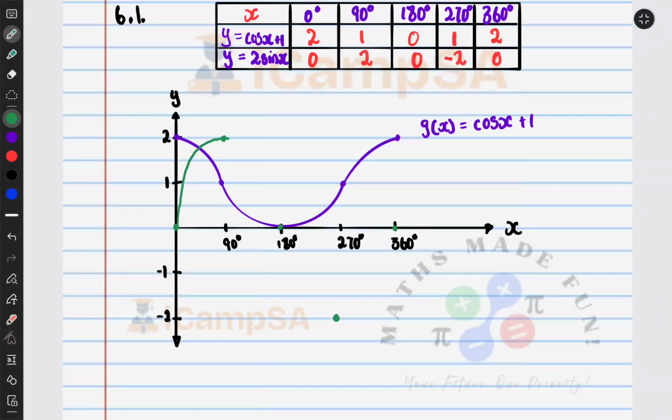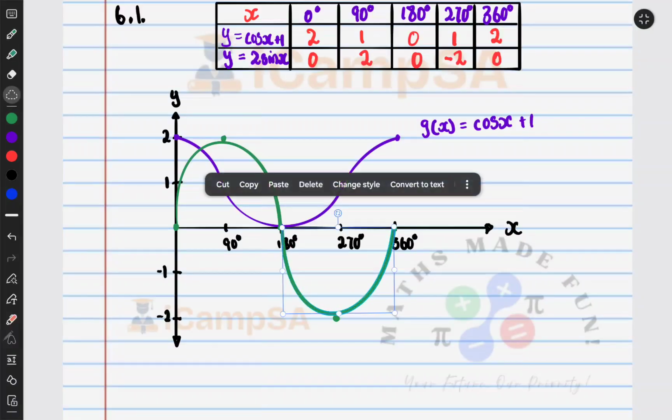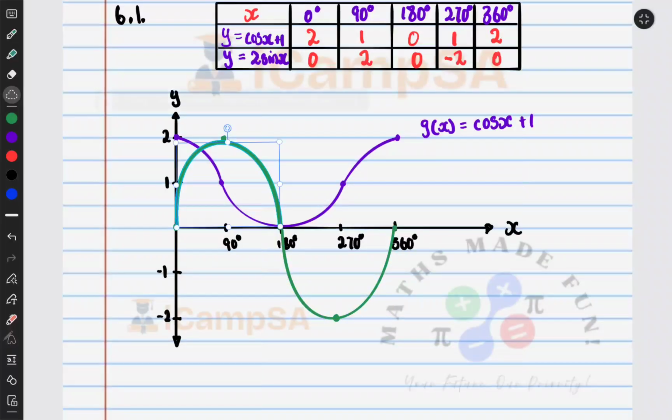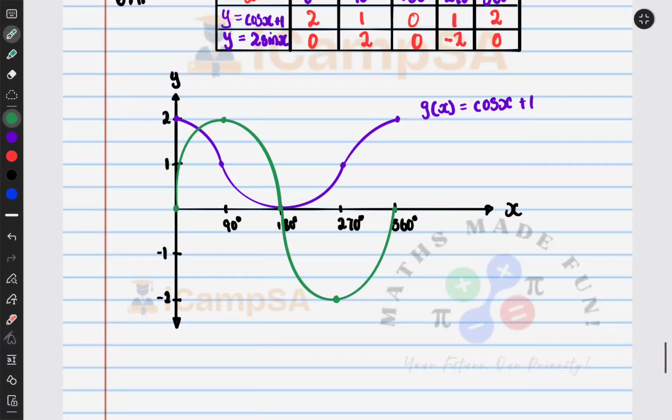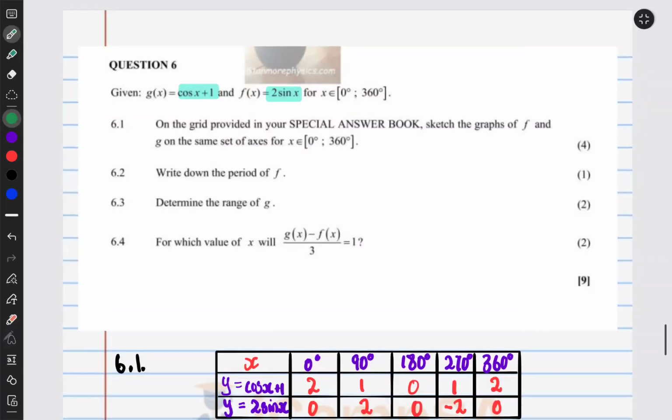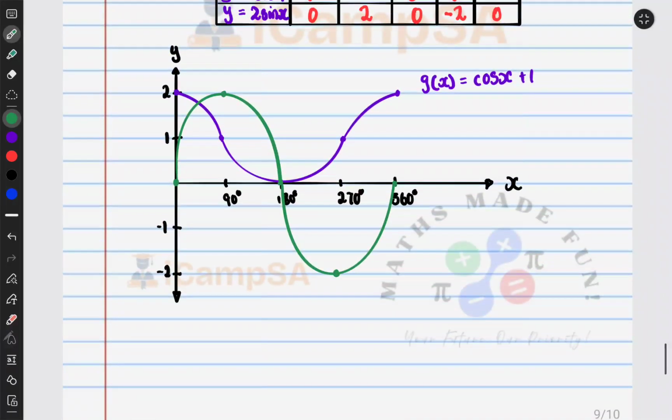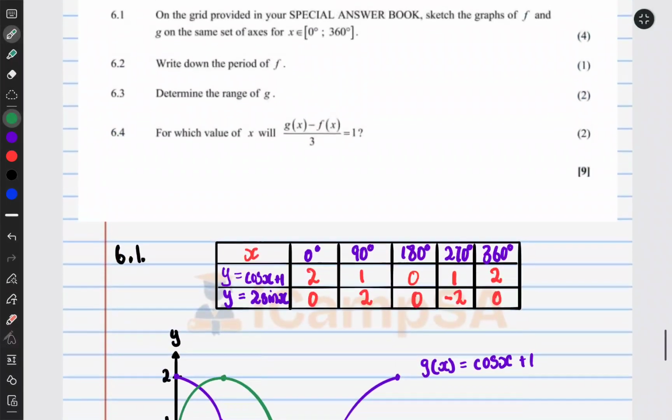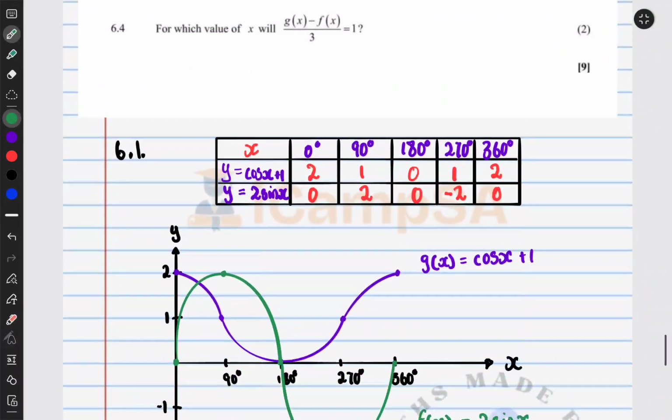And then let's construct our curves. Okay, and that is how the second function is going to look. This one is the one for f at x is equal to 2 sine x. F at x is equal to 2 sine x. Okay, and there you have it.